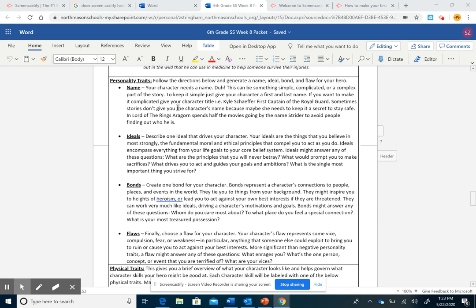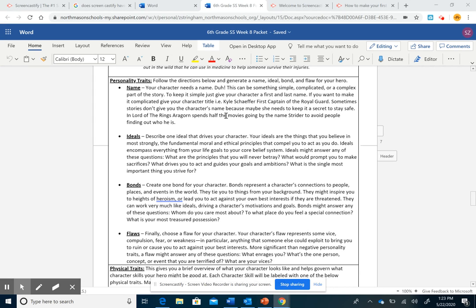And you could do this for any character. Think about your favorite TV show or something like that. One of my favorite TV shows is Indiana Jones. So I think about Indiana Jones, like you could break any character, fictional character, or even real character, down into these basic categories. So for personality traits, you need a name.